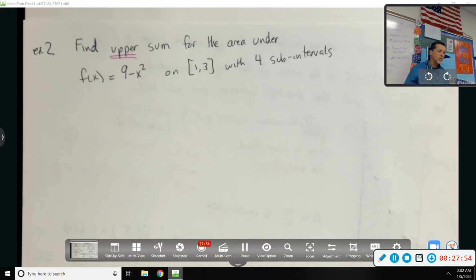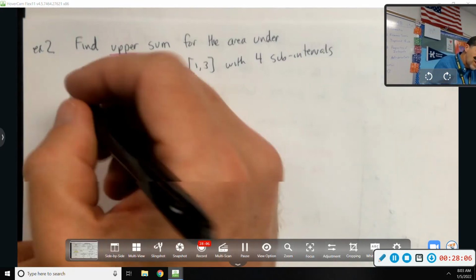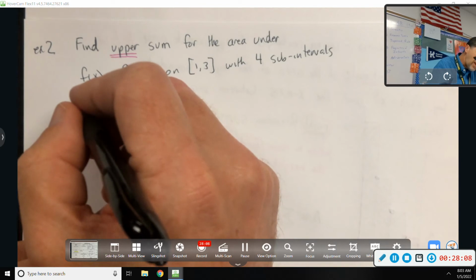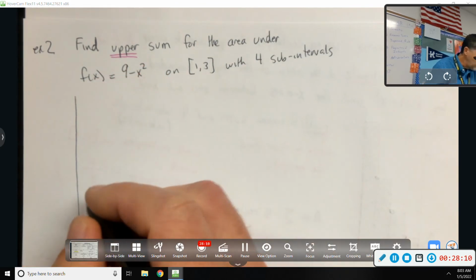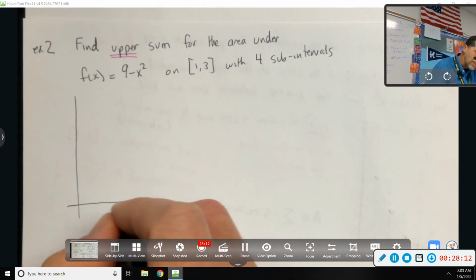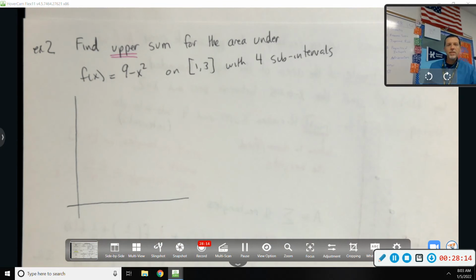For some reason we use 4 a lot because less than 4 is really inaccurate. More than 4, it's just a little tedious in terms of writing out all the rectangles. So 4 seems to be a good kind of middle ground of accuracy without having to write 8 rectangle equations out.